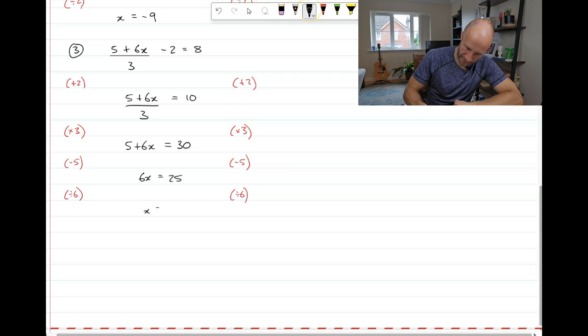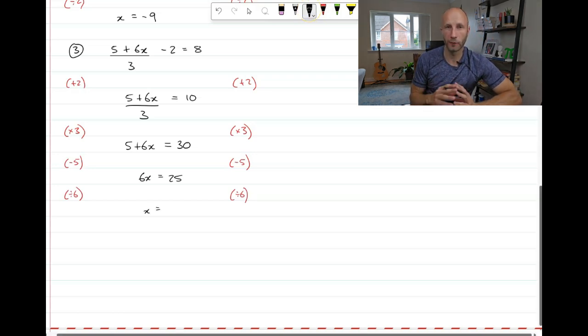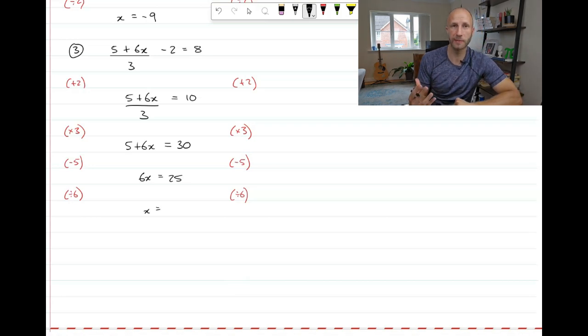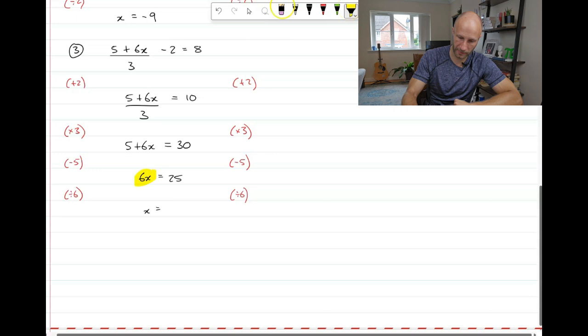Remember, we've done lesson 4, looked at some kind of awkward values. So when I divide by 6, remember division by 6 is the most important thing here. It doesn't matter what's on the right, it's the 6x that dictates what I'm doing. So I'm going to divide both sides by 6 because of that.